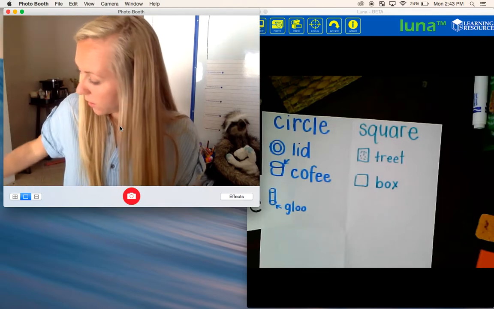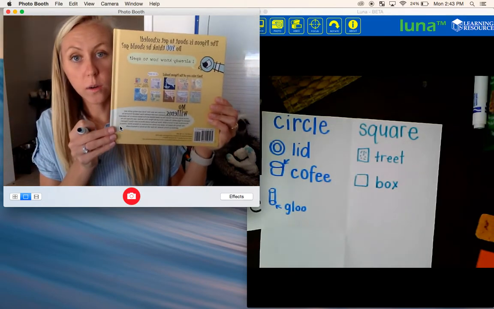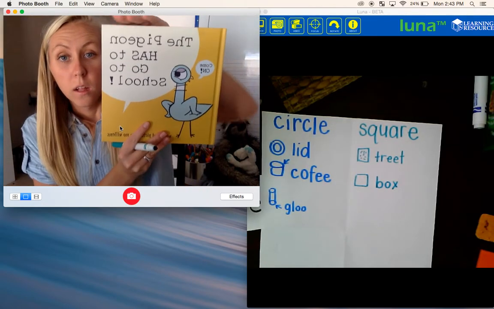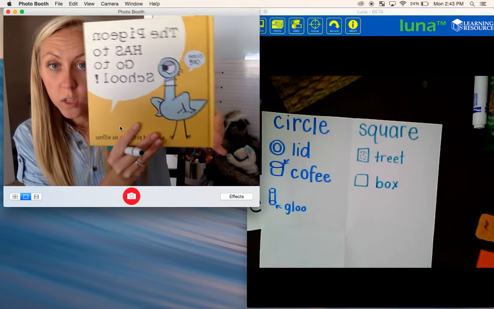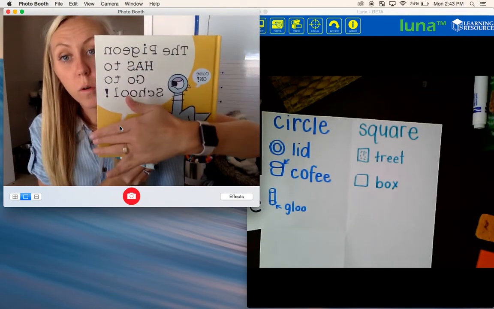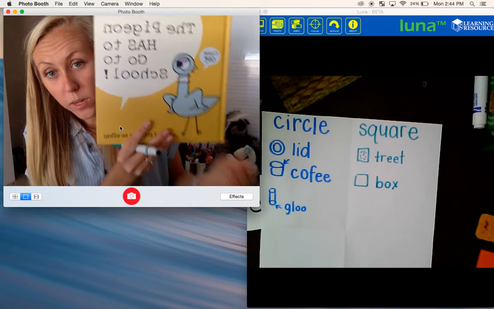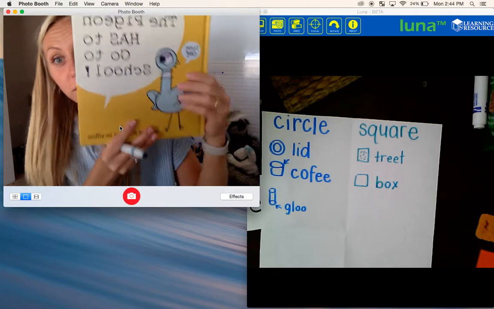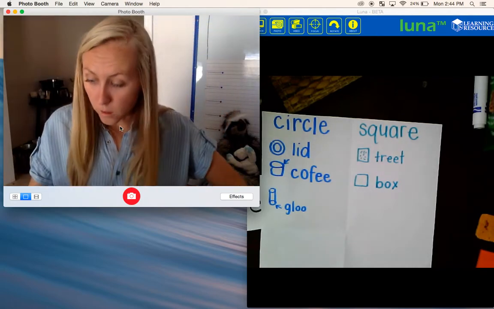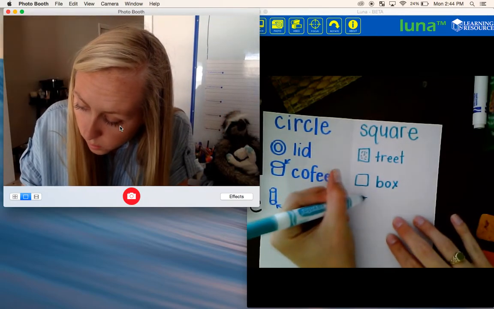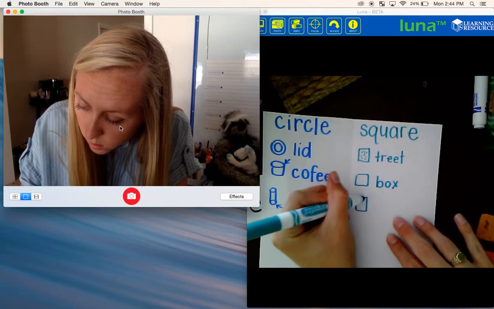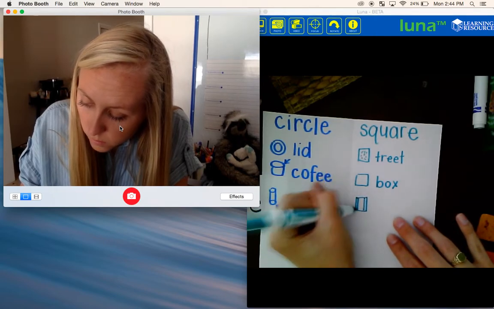And then I found one more thing that actually was also a square. 1 side, 2, 3, and 4. And then I'm going to double check my vertices. 1, 2, 3, and 4. 4 vertices. And this is a book. So I'm going to draw a book.